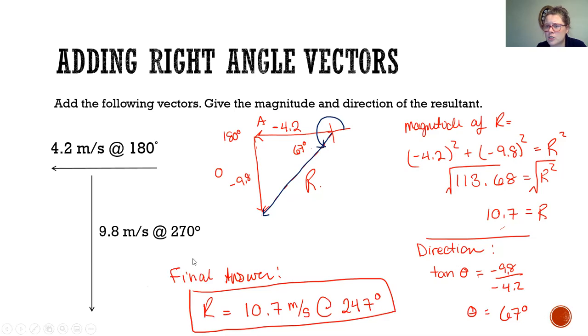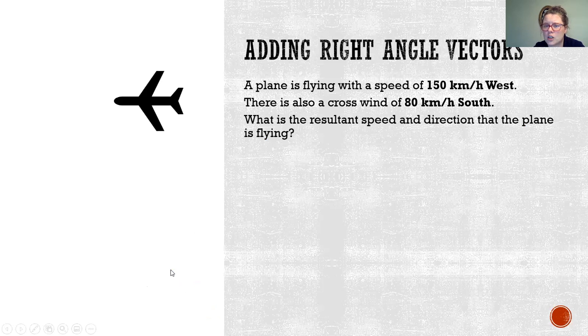All right, one last question. A plane is flying with a speed of 150 kilometers an hour west. That's probably really low speed. This is what happens when you make questions up. There's also a crosswind of 80 kilometers per hour. So what's the resultant speed? Maybe it's a glide.